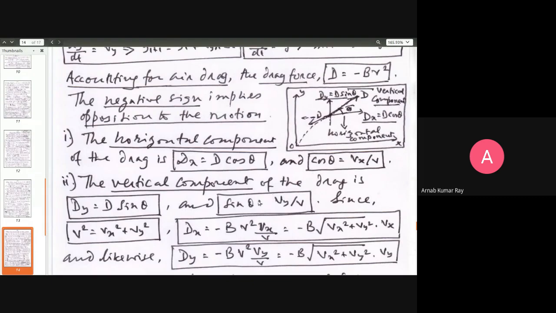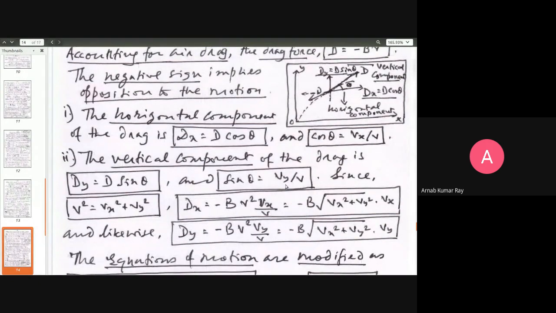So that way, we should be able to eliminate theta by writing cos theta in terms of the velocity as Vx by V, and for sine theta, it is Vy by V. But what is V? V is the square root of Vx squared plus Vy squared. Nothing very challenging there, I hope.